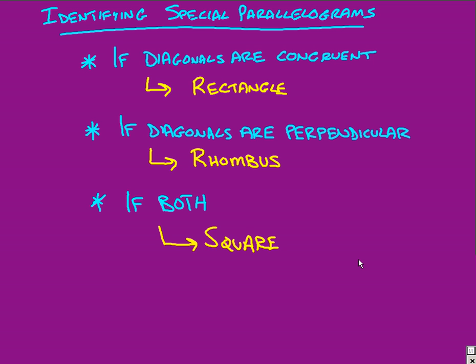The question is on how to identify special parallelograms, and really it's based on their diagonals. All we're going to look at is if we have diagonals that are congruent, we're just going to call it a rectangle. If diagonals are perpendicular, we're going to call it a rhombus. If we have both, so they're congruent and perpendicular, that means we're able to call it a square, because a square is both a rectangle and a rhombus.